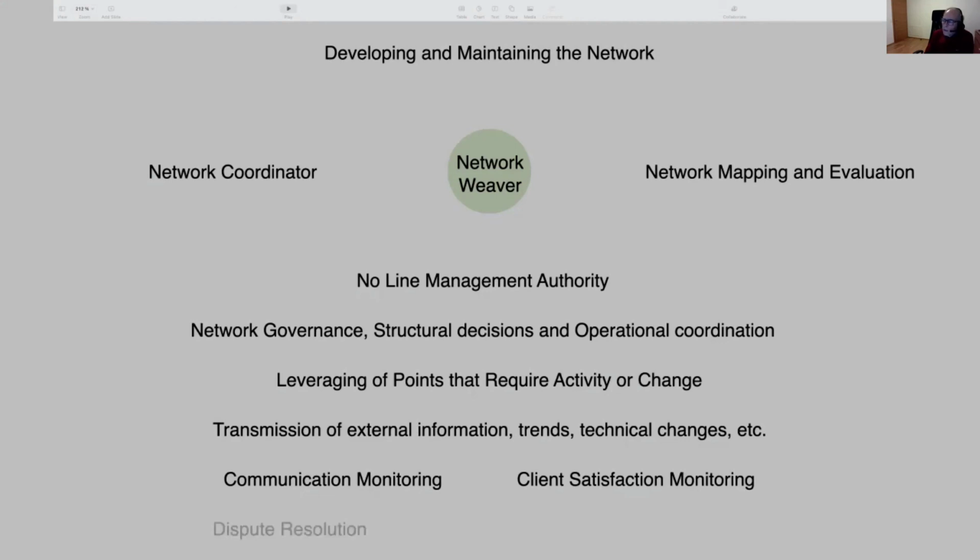Where there is a dispute, the network weaver has the role of dispute resolution, which is also part of the coach and trainer roles. I'd like to emphasize here the coach is not a coach in the traditional sense of an executive type coach. This is a strategic coach. And there is a very big difference between the two, which is very, very important when we look into how this works.